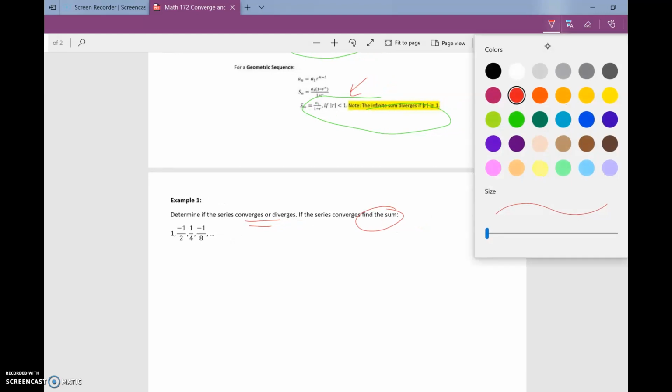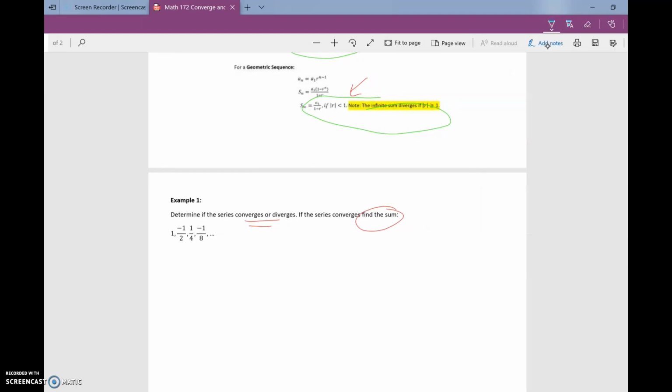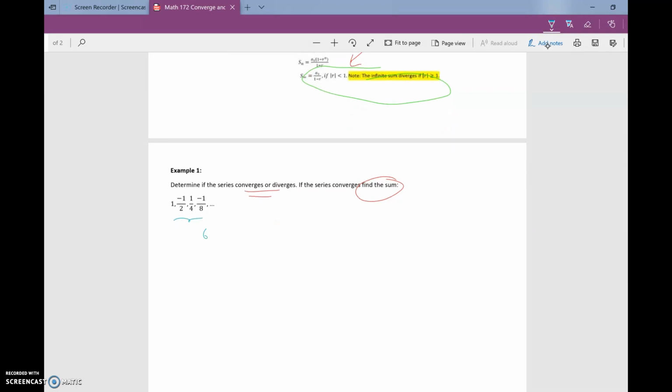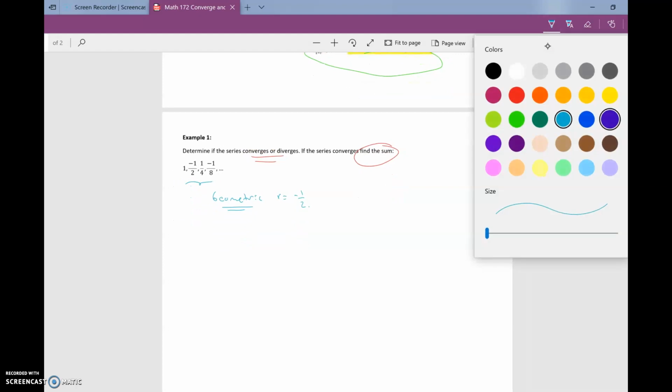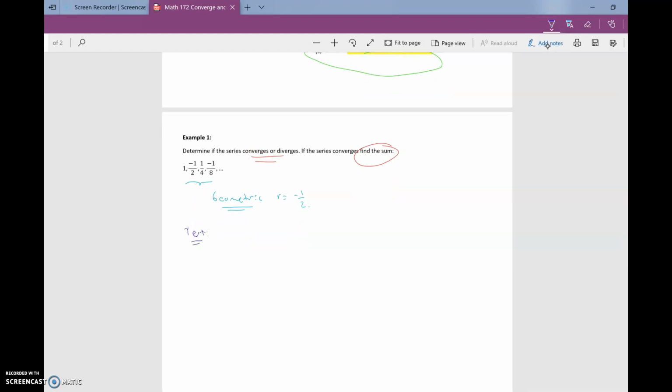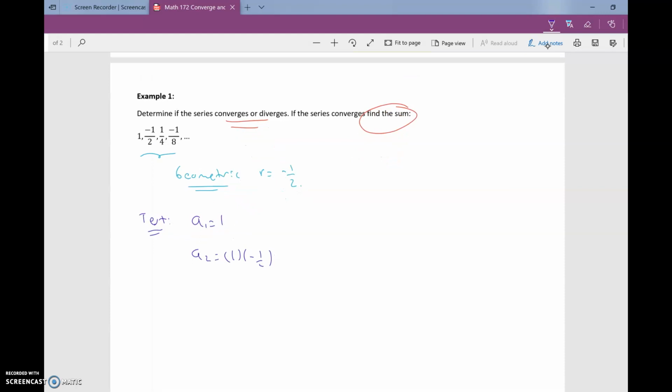Just by looking at the pattern of the expansion, this one appears to be geometric, with the value of R being technically negative a half. And if you're not sure, you need to test it. So test: a sub 1 is equal to 1. Your a sub 2 is equal to 1 times negative 1/2, which is going to give us negative a half.